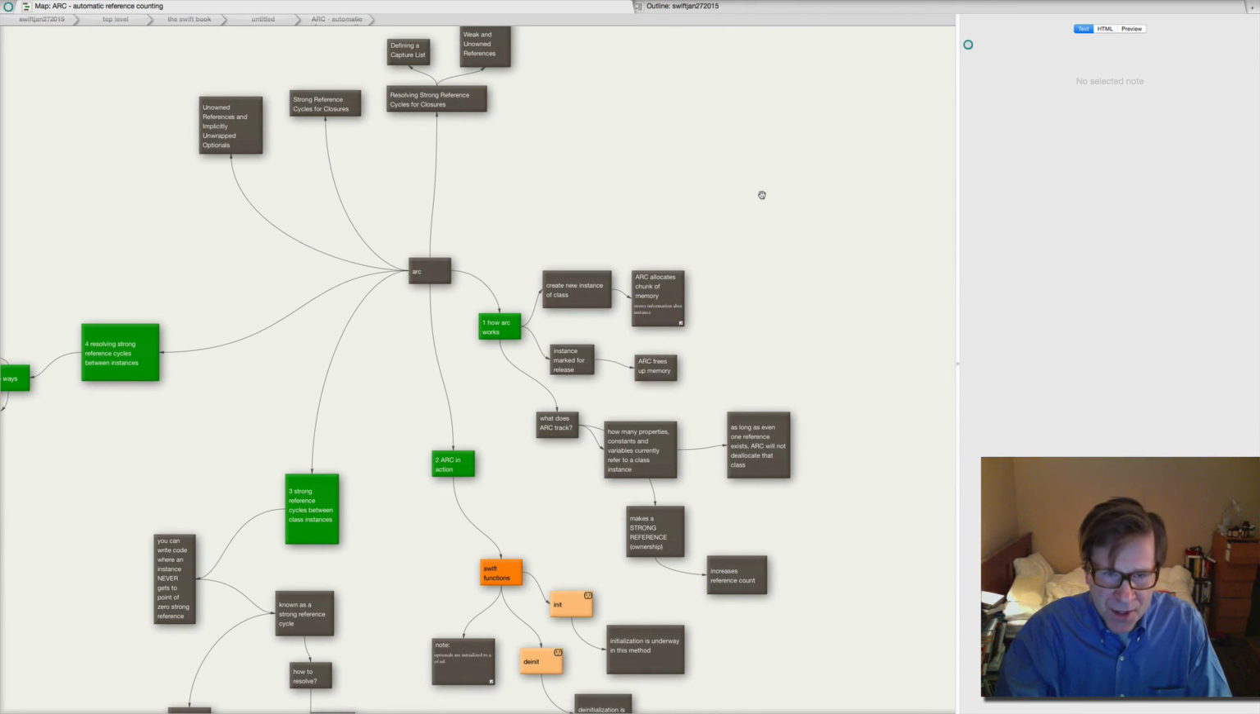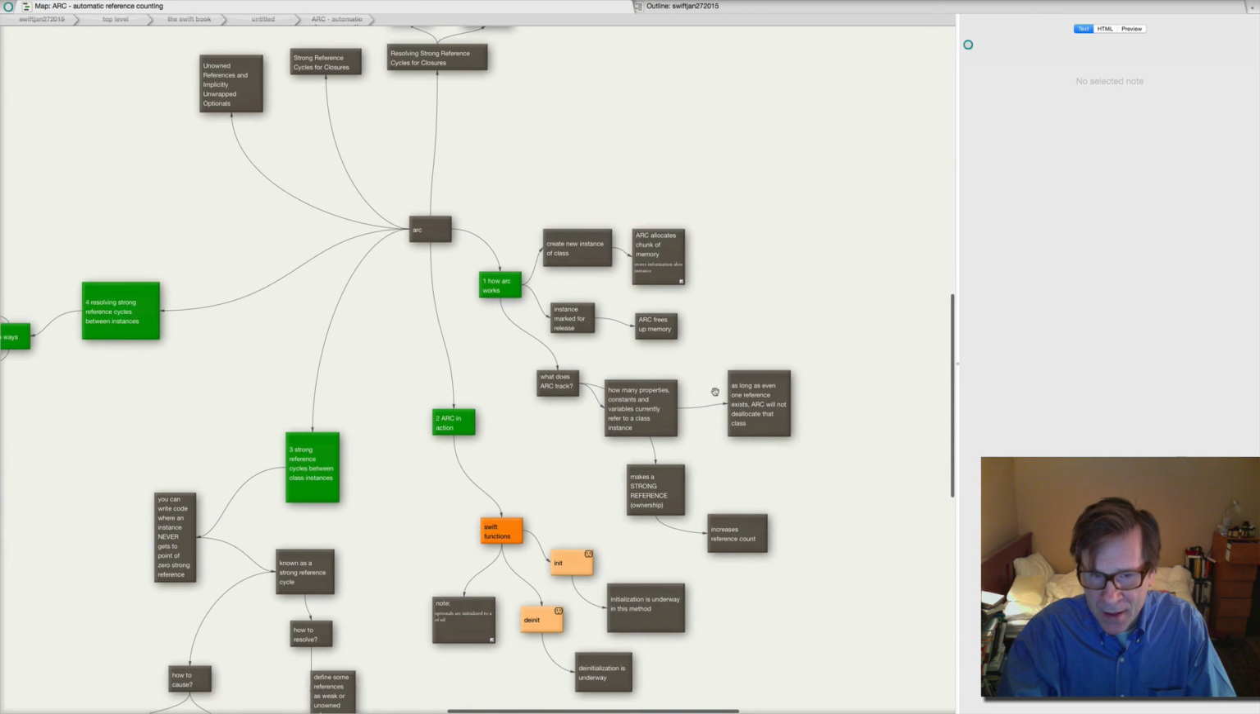So when ARC creates a new instance of a class, it allocates chunks of memory and stores information about the instance. When the instance is marked for release, ARC frees up the memory, naturally enough, when it deallocates it. So what does ARC track? It tracks properties, constants, and variables currently referring to a class instance. As long as even one reference exists, ARC will not deallocate that class.